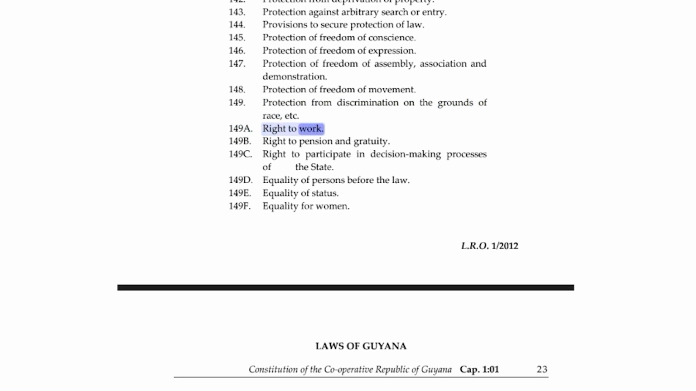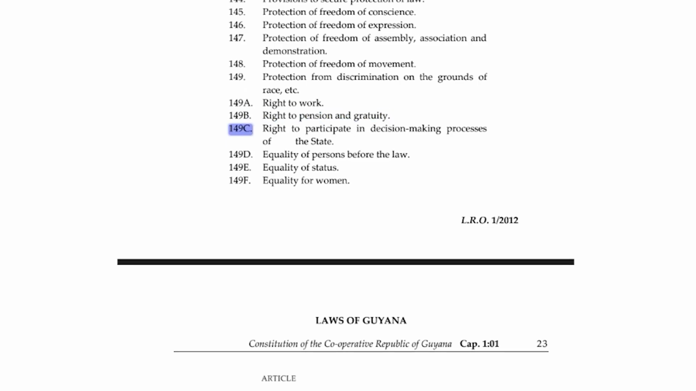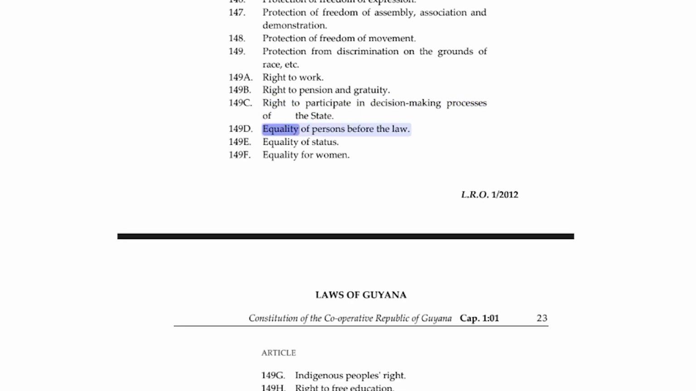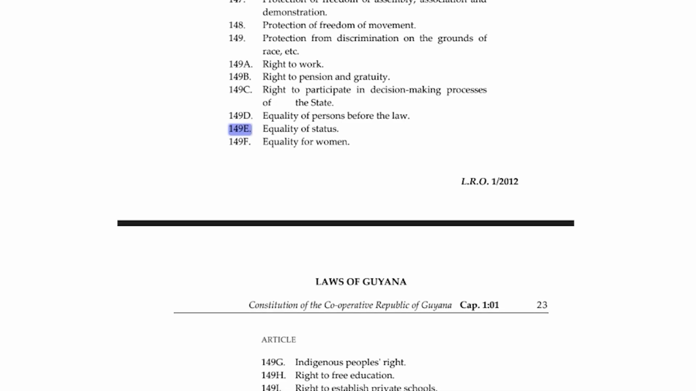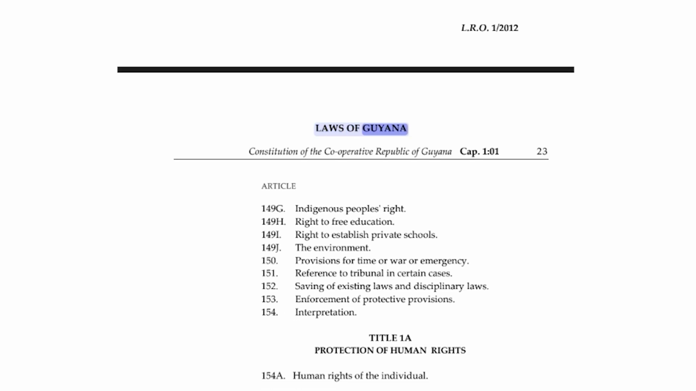149A. Right to work. 149B. Right to pension and gratuity. 149C. Right to participate in decision-making processes of the state. 149D. Equality of persons before the law. 149E. Equality of status. 149F. Equality for women.